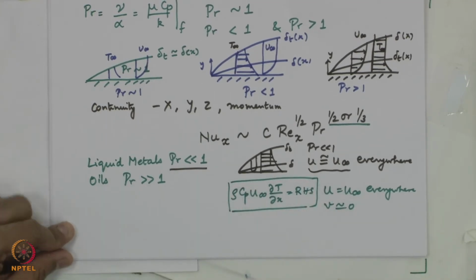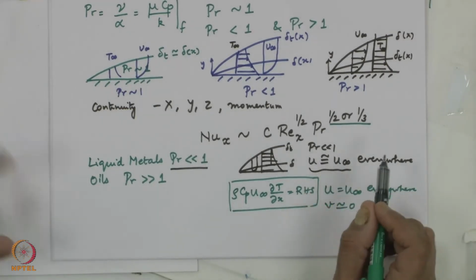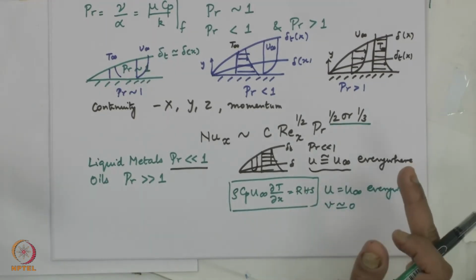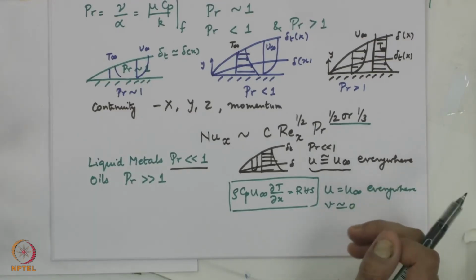So, that is a big advantage. Instead of solving three Navier-Stokes, one energy and continuity equation, this approximation allows you to have u equal to u infinity approximately everywhere, thereby making the problem one where you solve only the energy equation. So, it makes life a lot simpler for that.